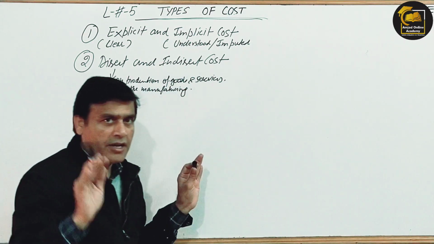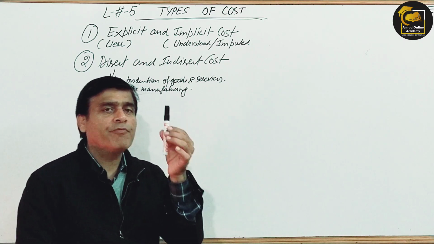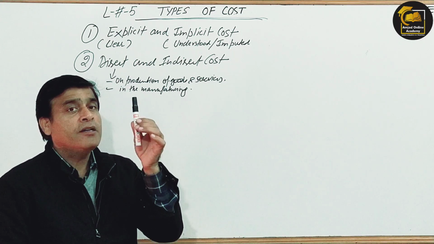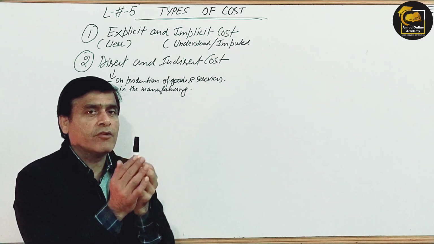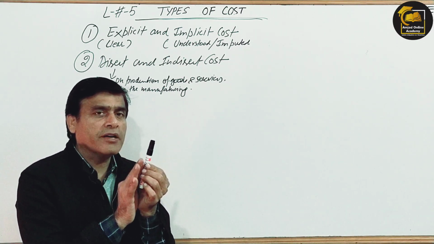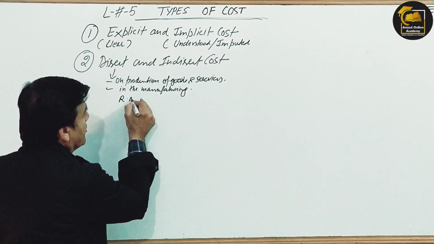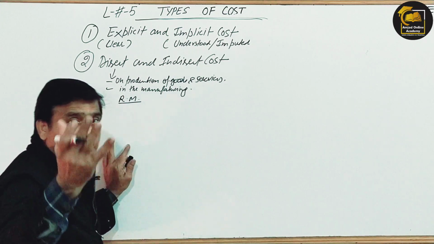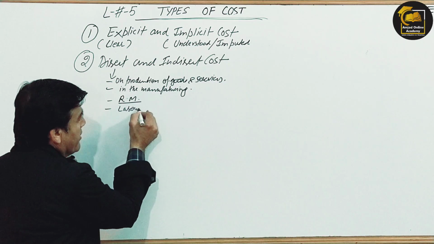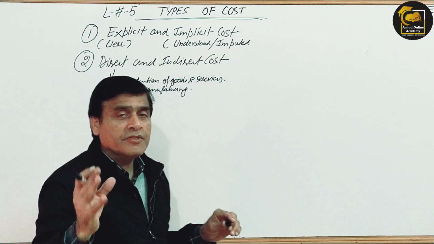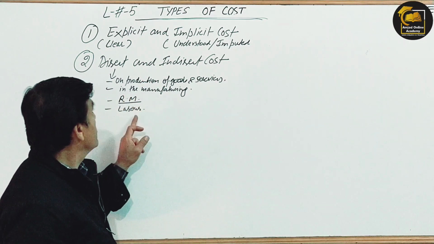For example, I can cite the example here. If I am going to produce this marker and it is made up of plastic, so when I manufacture it, my raw material will definitely be the plastic granules. I will require the plastic granules to produce this marker. So that raw material will be my direct cost. Then I will definitely require labor in the factory. So second thing, labor will be my direct cost. So any expenses which are directly engaged in the production is known as direct.